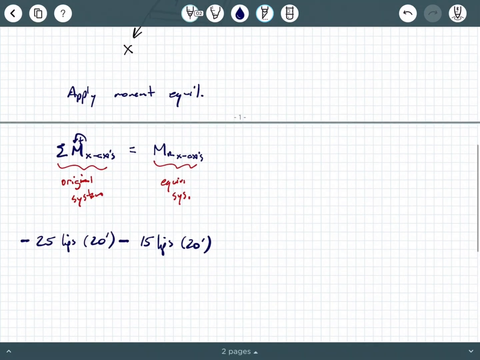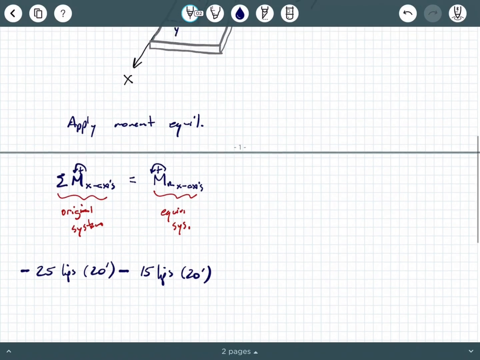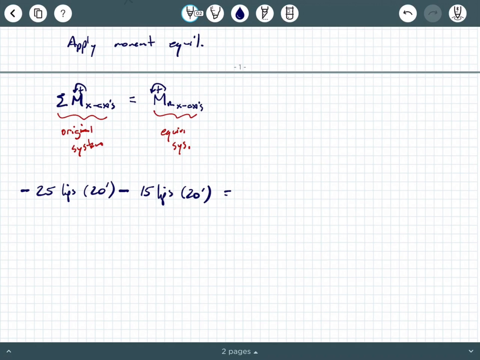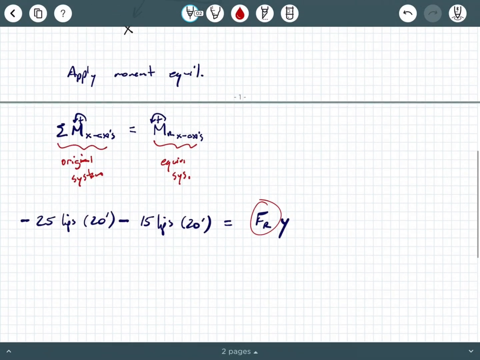And then we are going to do a similar thing on the right side of the equation. We're still going to say counterclockwise positive, and in the equivalent system, we're going to say F sub r times y, and again, that's going to give me a negative value because it's causing a clockwise tendency of rotation about the x-axis. So we're going to say equals F sub r times y. But remember, we know F sub r, right? We calculated that.